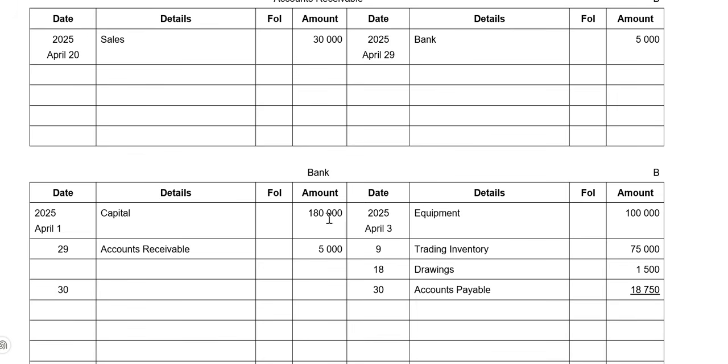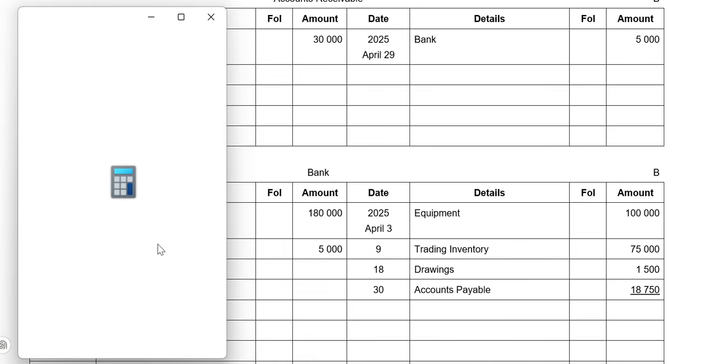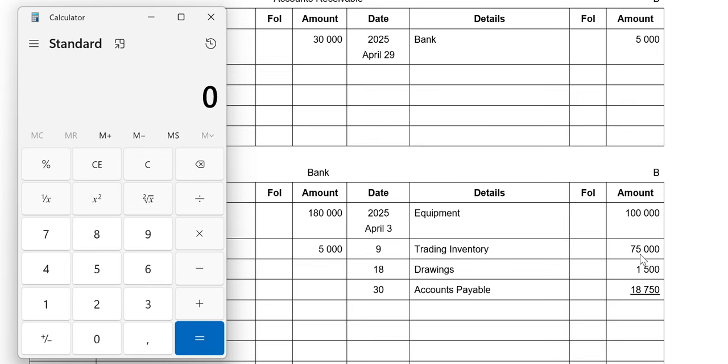Now what you need to do is you need to check which side is bigger. So if we say there's 185,000 on the debit side, add up the credit side. I'm going to add that up quickly. Let me get my calculator. And I'm going to say 100,000 plus 75,000. I know that. That's 175,000. Did you see that little error? Be careful.